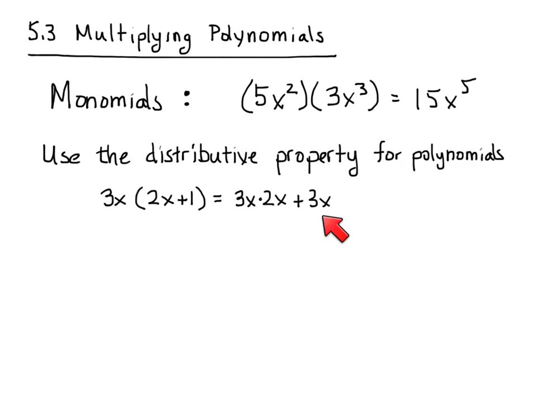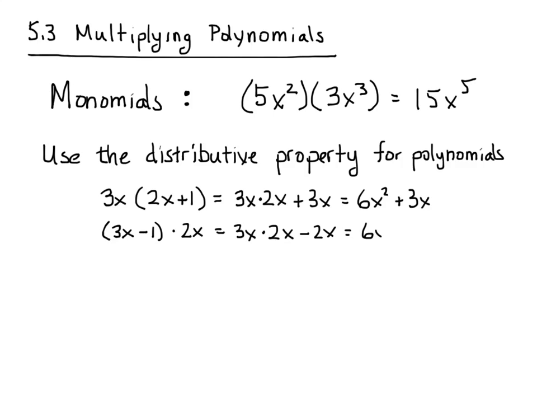Now, of course, you don't have to write it in this kind of excruciating detail. You know that 3x times 2x is 6x squared. So when you simplify it out, you get these two terms. So this is straight distributive property. The distributive property works both ways.